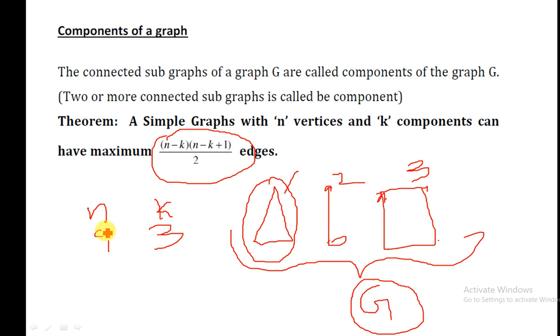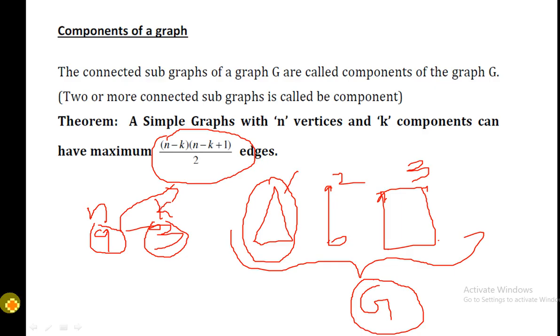So if I take 9 vertices and draw 3 components, the maximum number of edges you can possibly draw, substituting in the formula with n equal to 9, k equal to 3, is: 9 minus 3 is 6, into 7, 42, divided by 2. 21 edges we can draw.